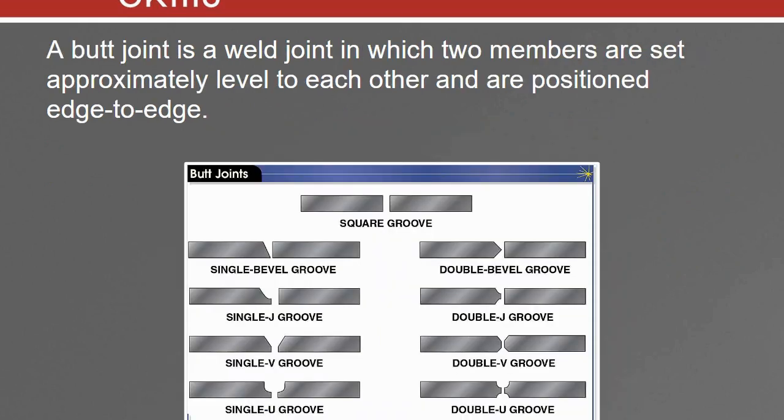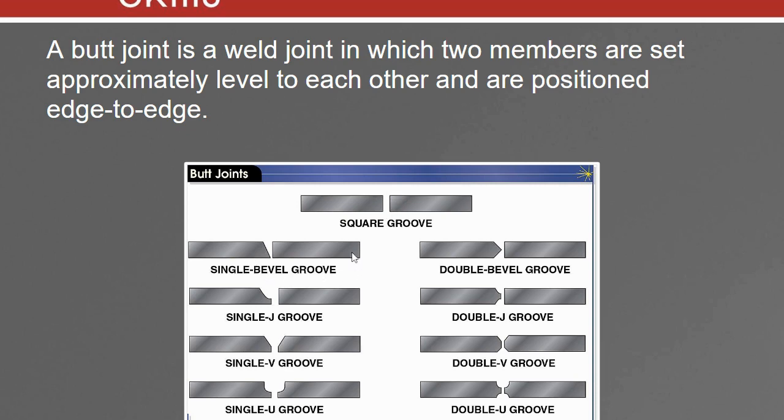A butt joint is a weld in which 2 members are set approximately level to each other and are positioned edge to edge. Now, the only time that they're not going to be necessarily level with each other is if you are welding with different thickness butt joints. Let's take this square groove here. Let's say this one here is 1/8 of an inch, and this one here is 3/16 of an inch. So chances are these are not going to be parallel across here. One is actually a little bit thicker.